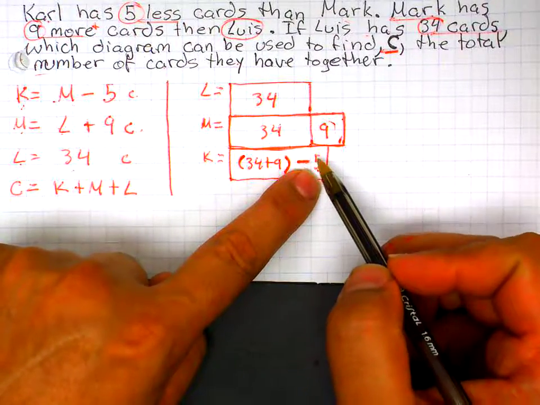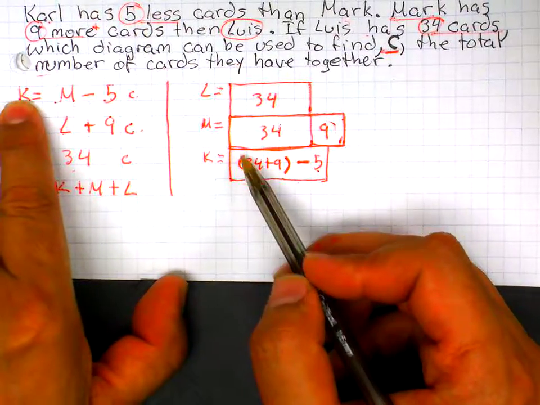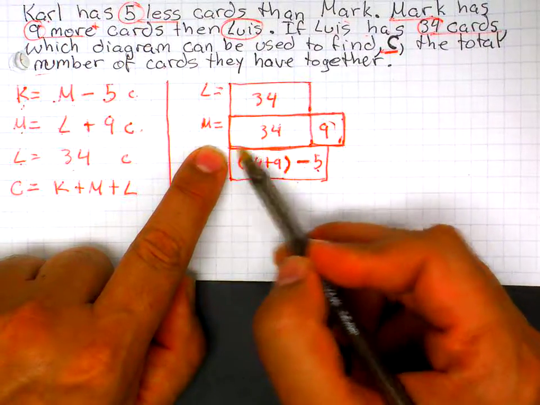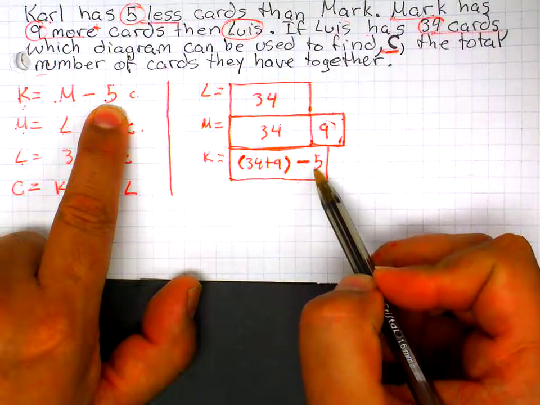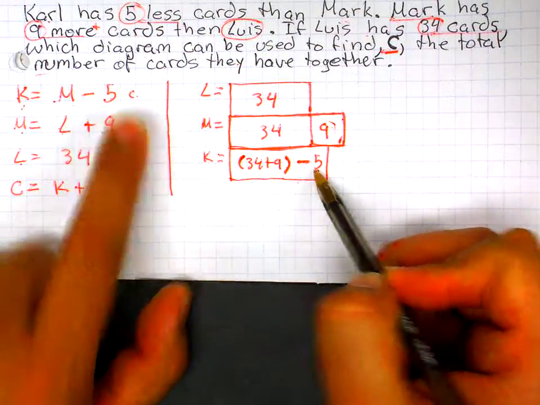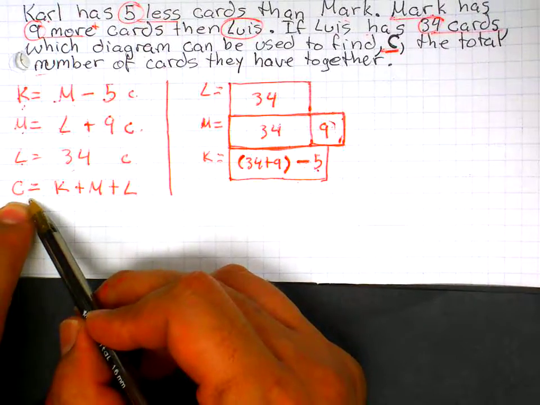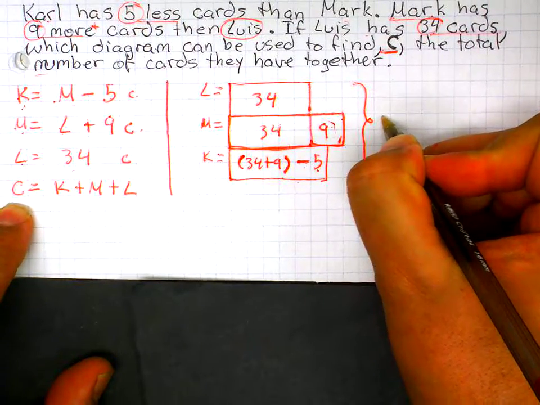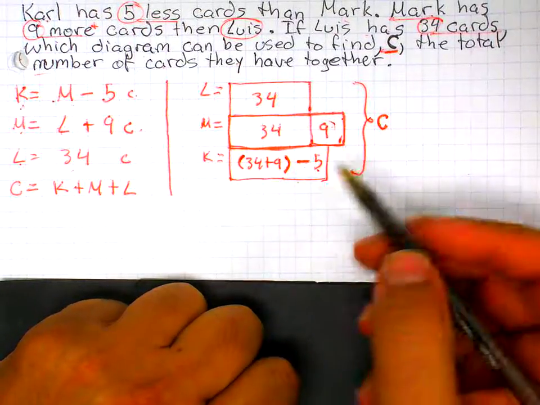I'm going to repeat that one more time. Carl is Mark minus 5. All of this, which is 34 plus 9, and then to that number, I need to take 5. That's why I put Mark minus 5. And the question is, how can I find C, the total number of cards they have? So I need all this together.